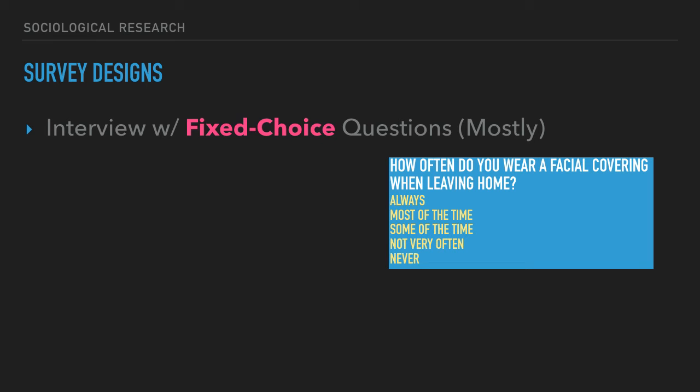All surveys use mostly fixed choice questions. That is what makes surveys surveys. And these types of questions give us numerical or quantitative data, which we can then analyze with statistics. Surveys can ask about all kinds of things: religious attitudes, sexual behavior, drug use, really anything. The key is that most of the questions are fixed choice and most of the data can be made quantitative.